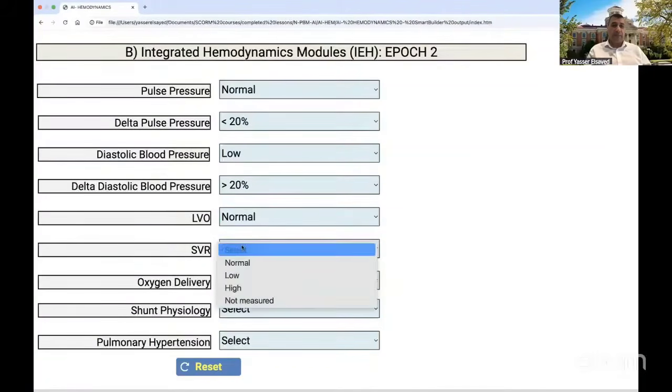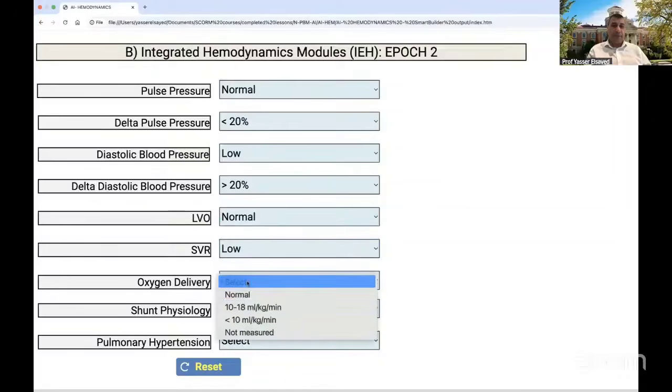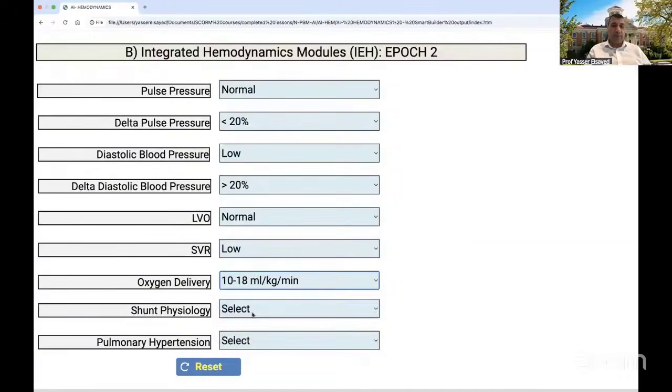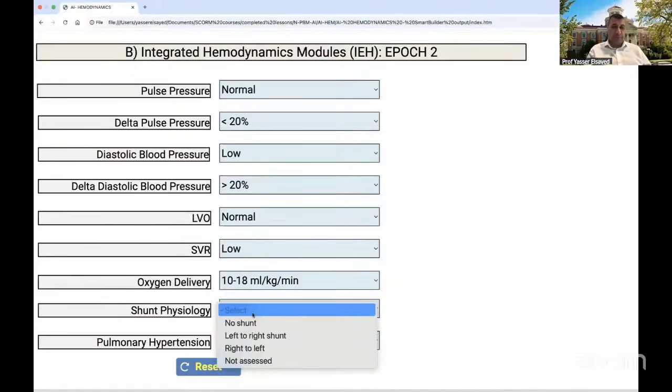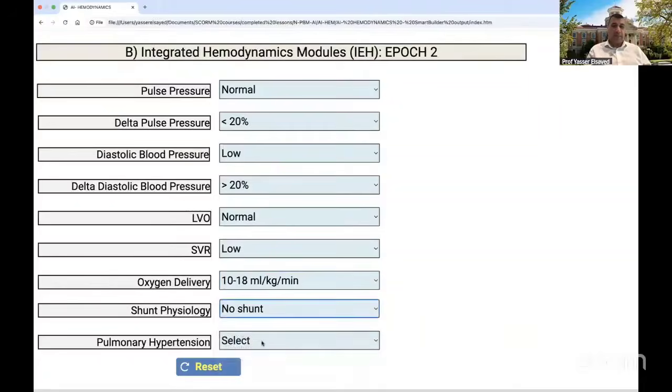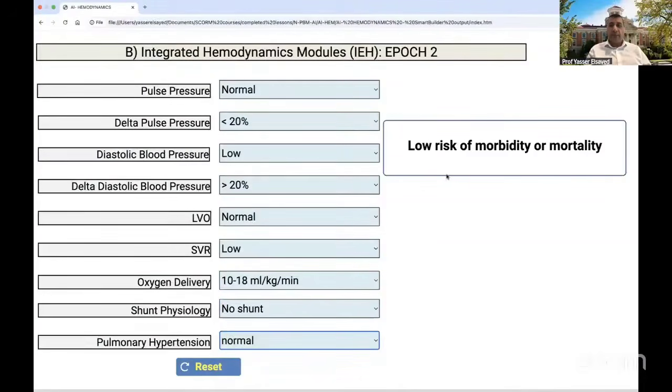Cardiac output was normal. Systemic vascular resistance was low. Oxygen delivery was borderline low. Just to give you almost a real case scenario, and there was no shunt and no pulmonary hypertension. So low risk of morbidity and mortality. When you assess all of these measurements and react in real time, then you are in a better place. You can decrease the morbidity and mortality.